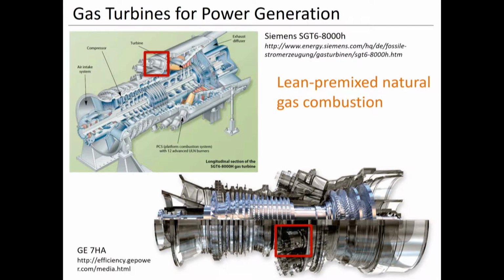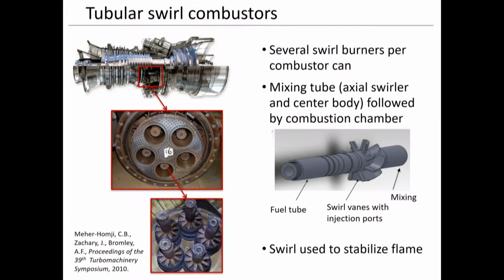The basic design, and not all gas turbines are designed this way, but some are, has cans in the combustion system. These cans surround the periphery of the drive shaft and go into the combustion chamber, which is also around the periphery of the drive shaft. Here's another example. If you pop open one of these cans and look inside, you'll see something like this. Each one of these is a burner.